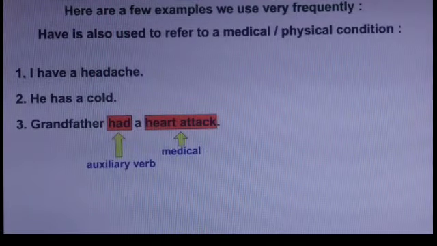Third example, grandfather had a heart attack. Had is an auxiliary verb. Heart attack means the medical condition of grandfather is shown in the sentence.